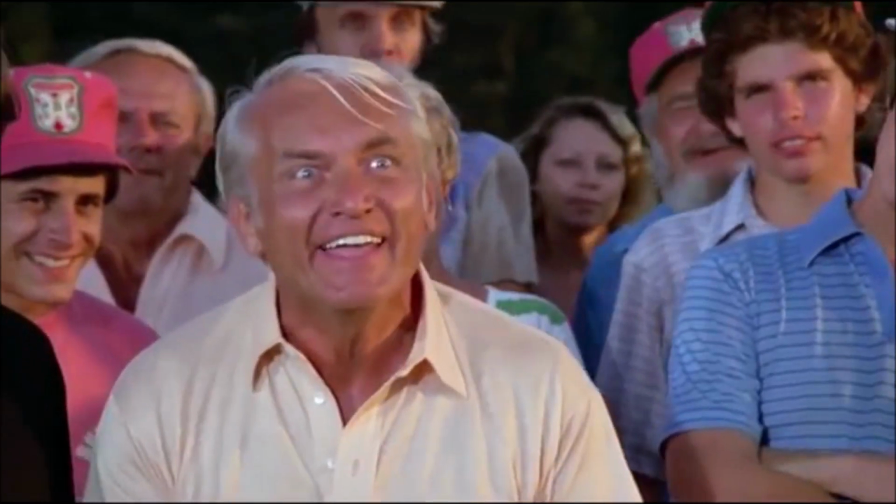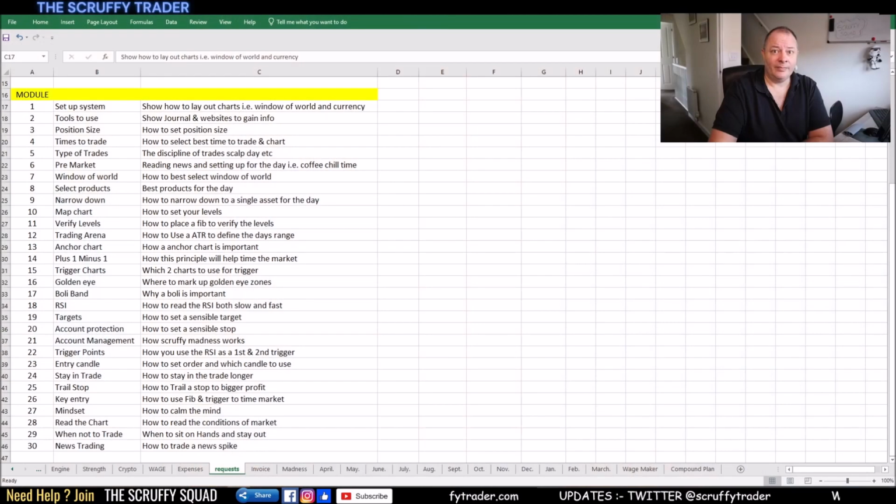Okay guys, let me give you a brief overview of what the modules are going to be. As we can see here, we have a list of 30 modules. Now this is an ongoing project, because if you have deeper queries and I feel it's valid, it will be added into the module cycle, because markets change and dynamics change and you need to keep up with it. So this will be an ongoing project for all of you guys.